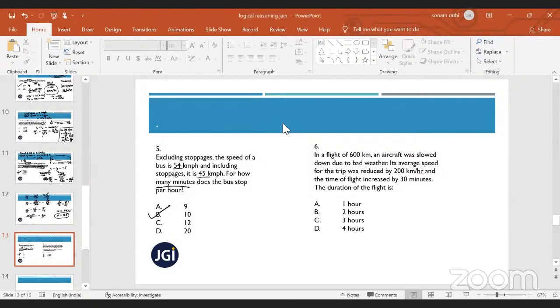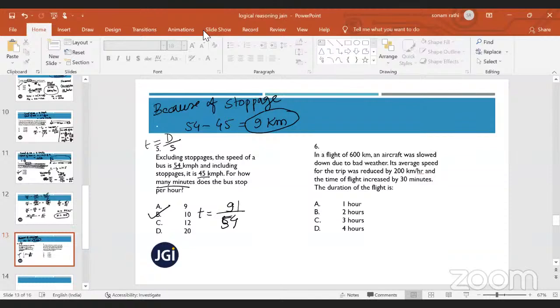Now pay attention when I'm solving it. I'm solving it one more time. Listen to me. Because of stoppage, how many kilometers less? 54 minus 45. So it means 9 kilometers less, right? So 9 by 54. Time is equal to distance upon speed. Yes or no? Distance is 9 kilometers, speed is 54 kilometers per hour. So time is equal to 1 by 6 hour.